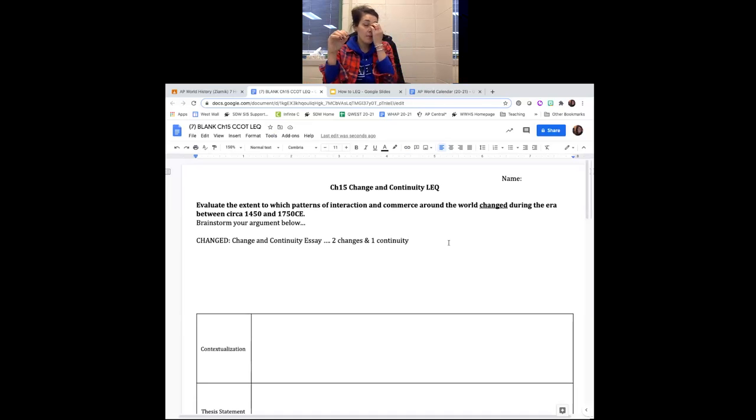Now, with that being said, if the prompt asked, evaluate the extent to which patterns of interaction and commerce around the world continued during the era between circa 1450 to 1750, then you'd be finding 2 continuities and 1 change. So again, we're always having 3 claims in our essay, or we need to come up with 3 points. Your prompt here will give you what you should be looking for. So again, this one is the vocab word changed. Therefore, it's a change and continuity essay. I'm looking for 2 changes and 1 continuity.